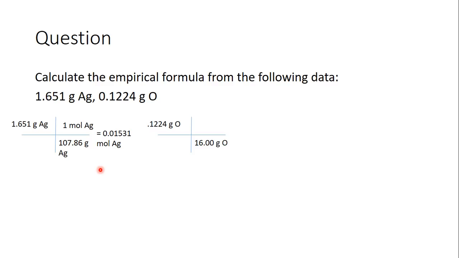Let's do the same thing for oxygen. 0.1224 grams of oxygen, 16 grams of oxygen per mole of oxygen. Do the math, and we get 7.650 times 10 to the minus 3 moles of oxygen. Again, watch out for sig figs and for units when doing these problems. So we write out our pseudo formula: silver 0.01531 and oxygen 7.650 times 10 to the minus 3. Divide each number by the smallest number and we get silver 2, oxygen 1. We don't have to do anything further because they're both whole numbers, and that would be our answer.